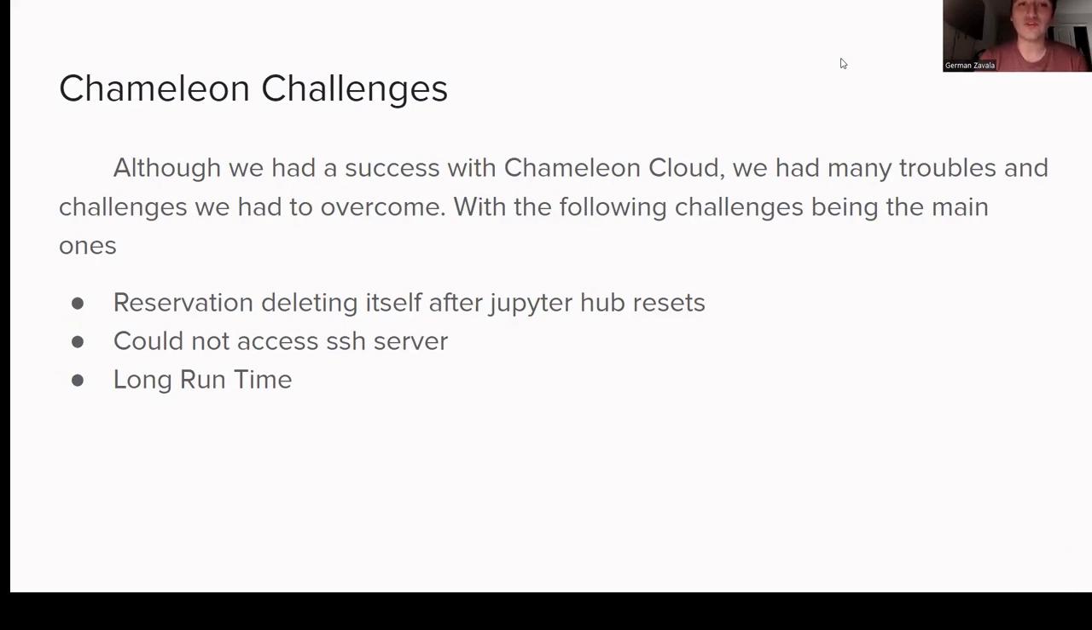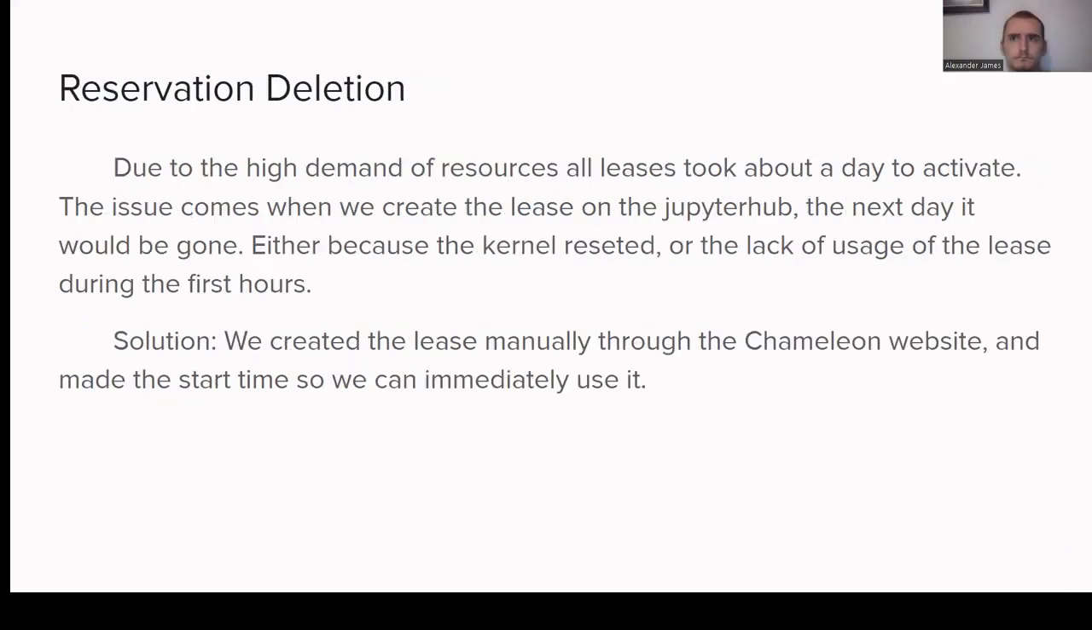One being the reservation of the lease itself, not being able to access the SSH server, and a long runtime. Since getting the lease through Jupyter Hub has a lot of problems, we had to do it with the Chameleon website, allowing us to get a lot more control over it. Otherwise, it gets deleted due to idle time and the restart of the kernel.